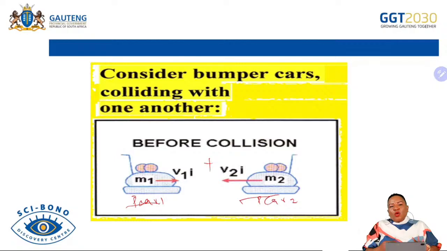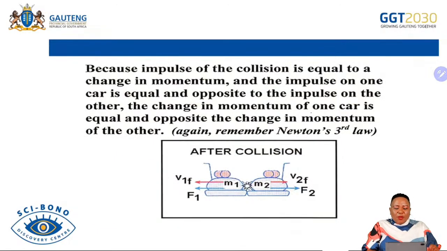But normally we don't calculate the momentum before and after collision. Maybe we can calculate the final velocity after collision or the initial velocity. It depends on how the examiner will ask us to manipulate. So you can see that here, after collision, this is what is going to happen.